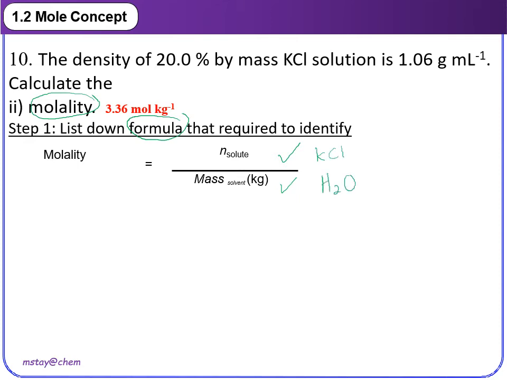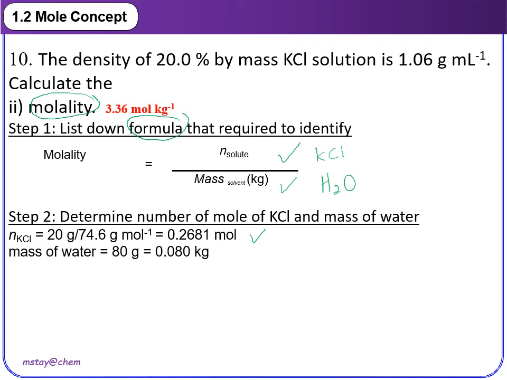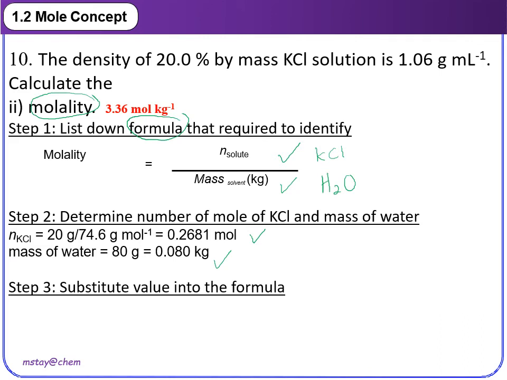Because just now in part 1 we already did the assumption, we already have the idea. The mass of KCl is 20 grams, so the number of mole is 0.2681, while the mass of water will be 80 grams. If we convert to kilogram, it is 0.08 kilogram. Then we will substitute the values into the formula. So we will get 3.36 mole per kilogram.